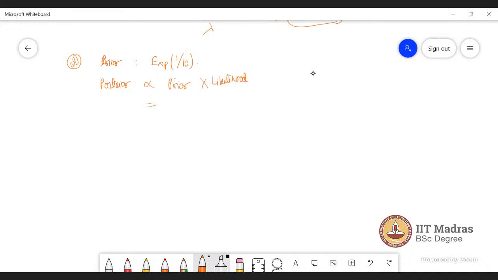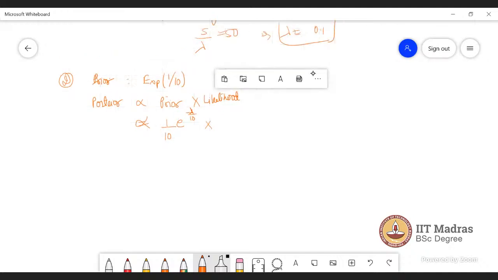And what is the prior here? The prior is the exponential random variable with the parameter 1 upon 10. So this is going to be 1 upon 10 e to the power minus lambda x, where the parameter is 1 upon 10 and you have lambda. So this times the likelihood. You can use the same likelihood.